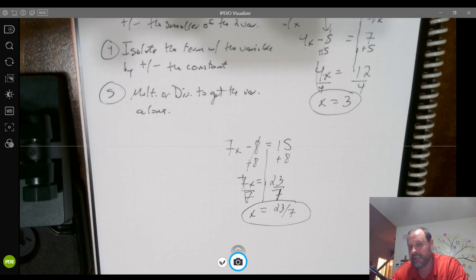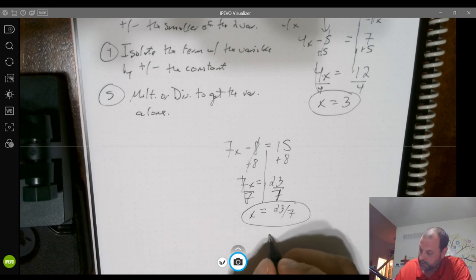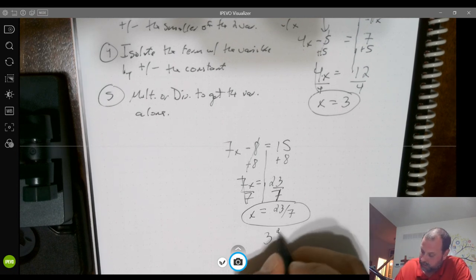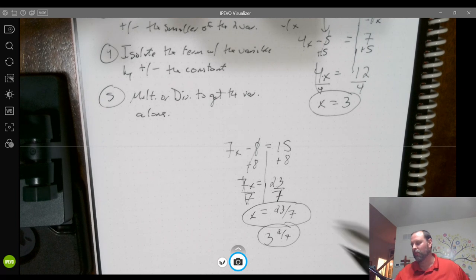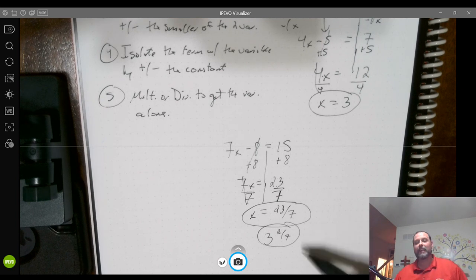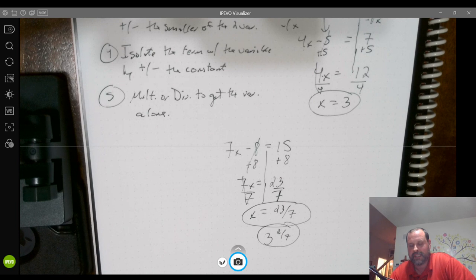Could you write it as a mixed number? Sure. 7 goes into 23 3 times. There is 2 left over. So you could put 3 and 2 sevenths. What do we really not want to see as an answer? A decimal. Because most of you, this would be a repeating decimal. You write it and you put whatever it is, 3.3 something, and you don't put the repeated part. So write them as fractions. Either one of those two would be acceptable.